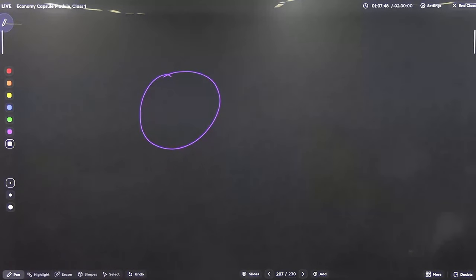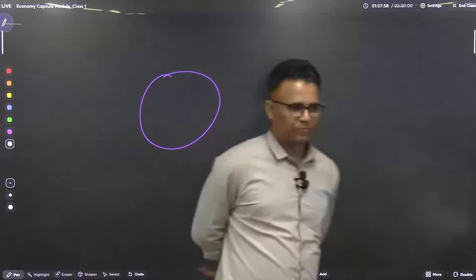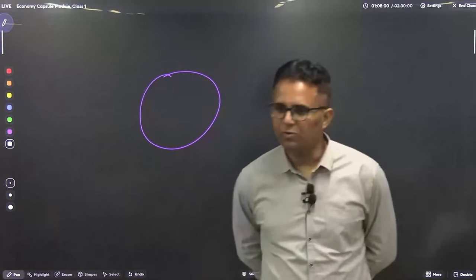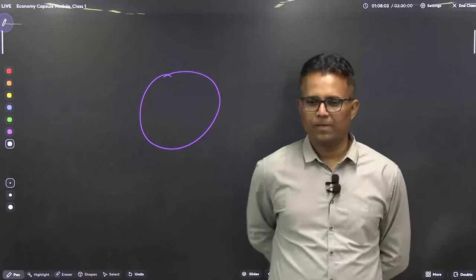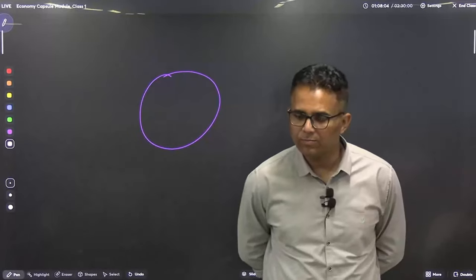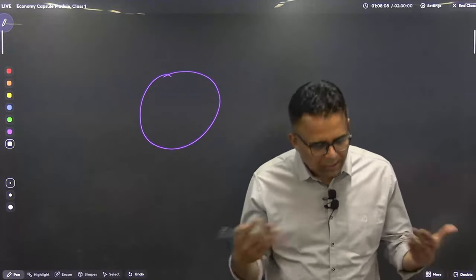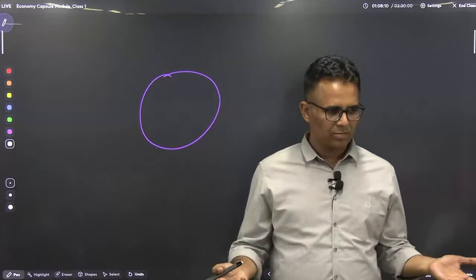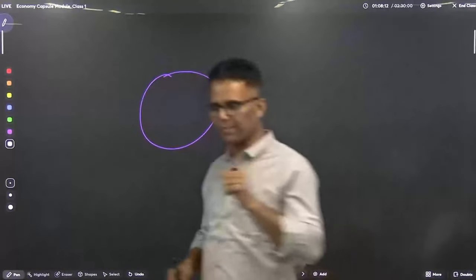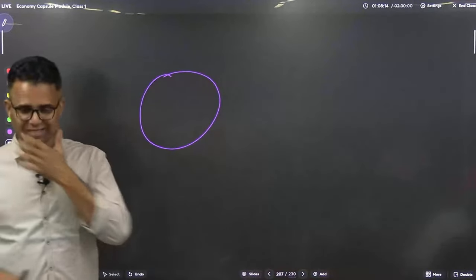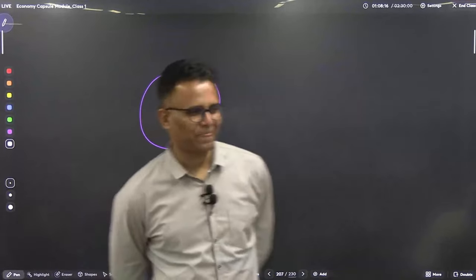Yes. So how many of you think it will not be counted? So it is not counted. Value of goods produced. It was not produced. It was already there. For example, abhi aap samajh jaoge. Jyada surprise hone ki zarurat nahi, aap samajh jaoge.